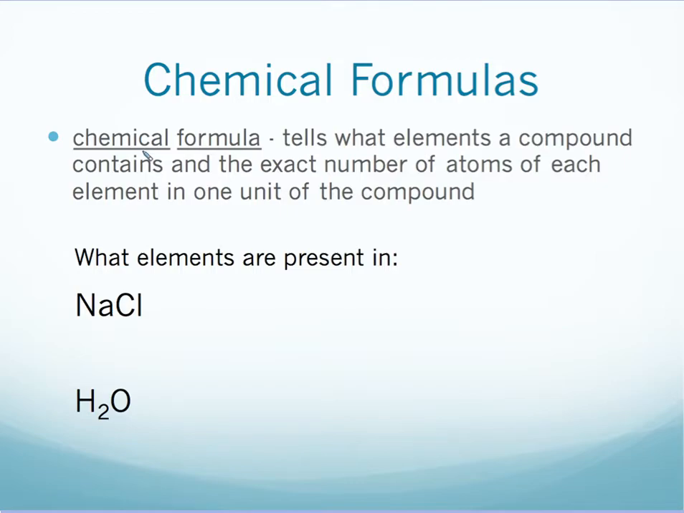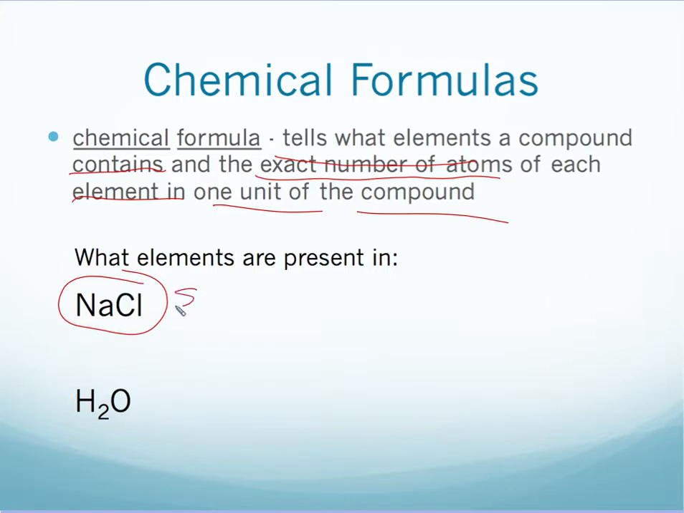A chemical formula is how we represent these compounds, and like we've talked about before, it tells what elements a compound contains and the exact number of atoms of each element in one unit of the compound. So for example, what elements are present here? You should say Na is sodium and Cl is chlorine. Then the question is, how many do I have? Because there are no numbers, I have one sodium and one chlorine.